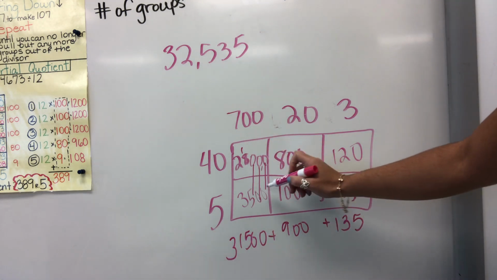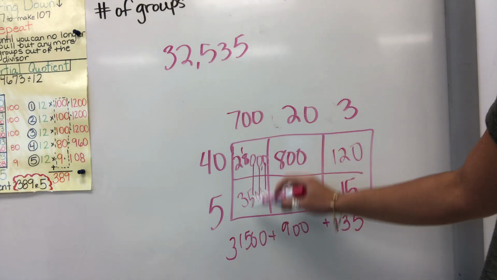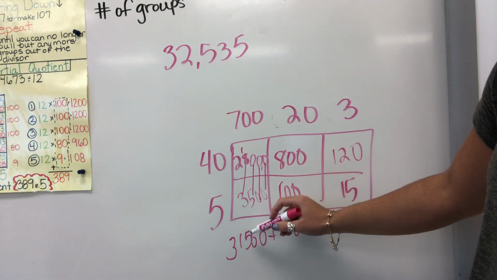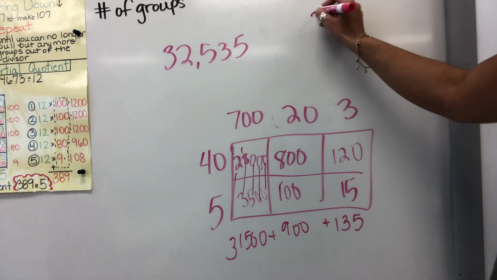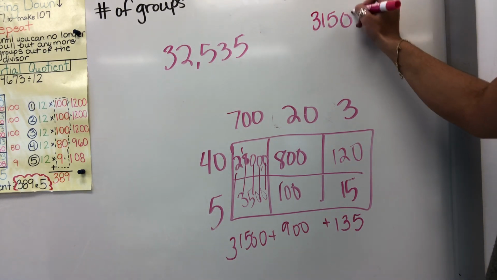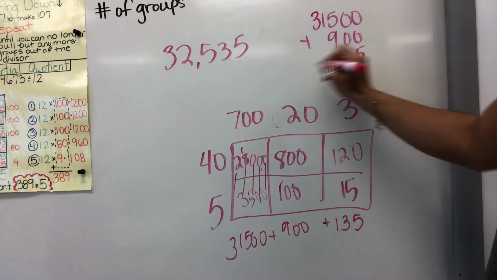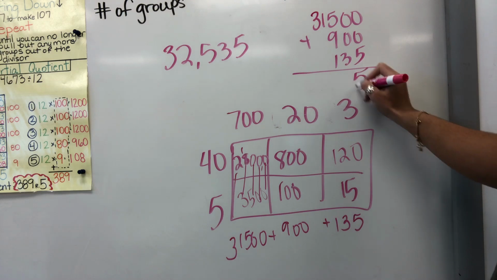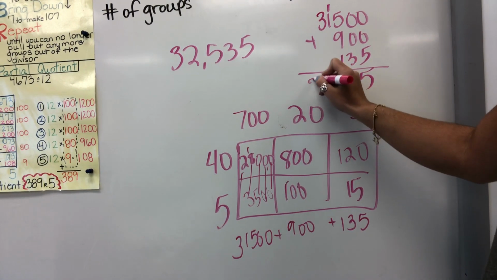What I did here was make sure to line them up perfectly by drawing a line, because it's easy to lose your place value. That way you make sure that you don't mess up anywhere. Okay, so now I have 31,500 and 900. When I add those together, I'm going to get 5, 3, 15, 2, and 3.